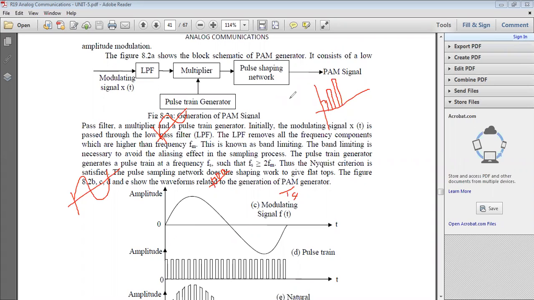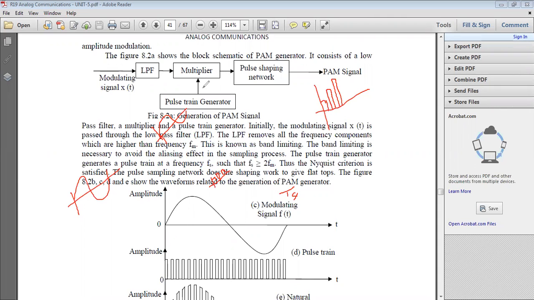Totally, the PAM generator consists of a low pass filter, pulse train generator, multiplier, and pulse shaping network. With the help of the low pass filter, we reject any high frequency components present in the message signal. So at the output we get our original message signal. Another input for the multiplier is a pulse train we continuously apply, with a time period of Ts, that is the sampling time.